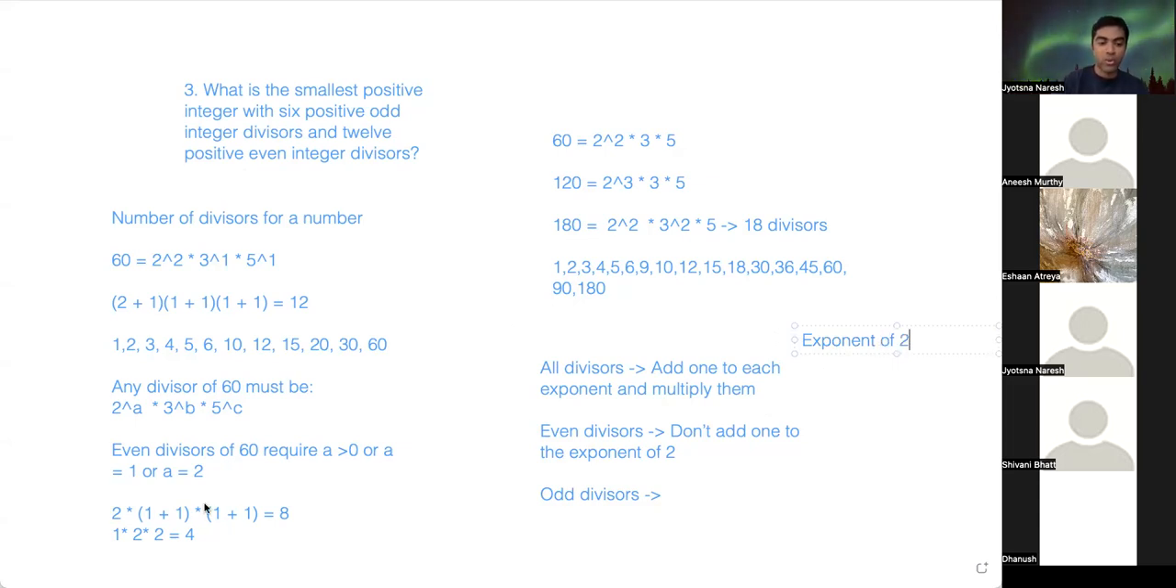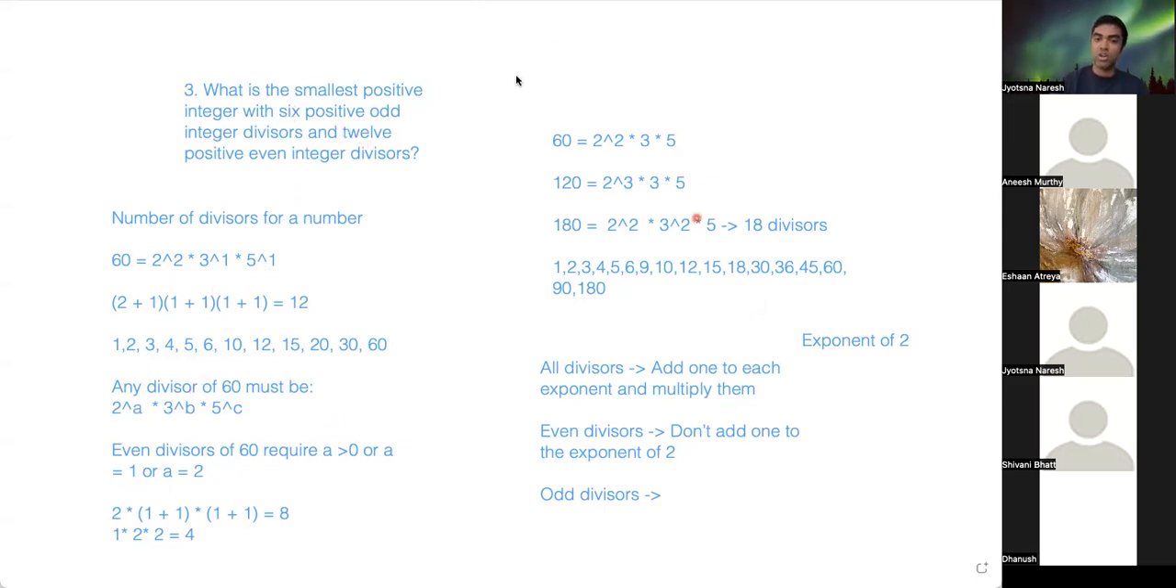Between the odd and even, what we did here, in one case, we just did 1 times 2 times 2, and in the other one, we did 2 times 2 times 2, because the exponent of 2 on the original number was 2 itself. So in the even one, it could be 1 or 2. In the odd one, it had to be 0. In this case, again, we see that 12 is double of 6.